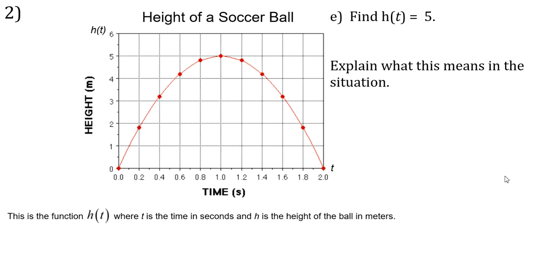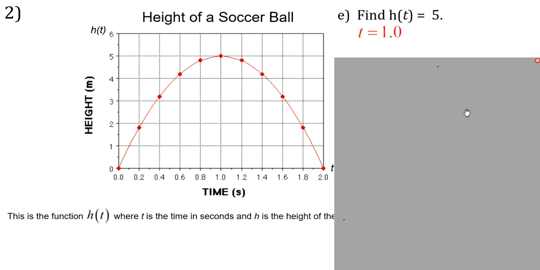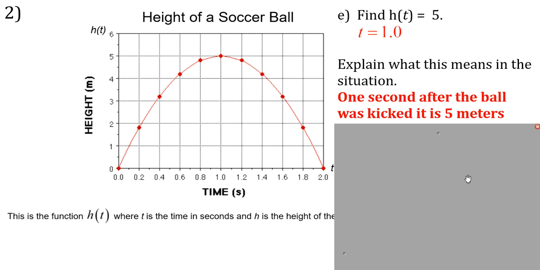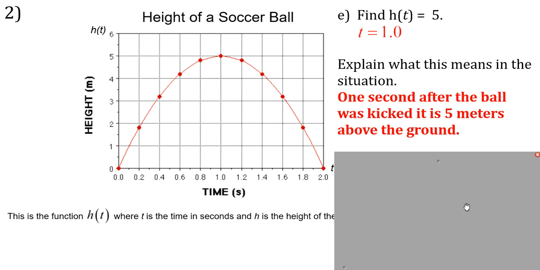Find h of t equals 5 and explain its meaning. So we know that the output is 5 meters. We're looking for the input t as to when that happens. So we go to the output of 5 and see where that falls on our function. The input that goes with it is 1. So what does that mean? Well, it means at 1 second after the ball was kicked, it's 5 meters above the ground.